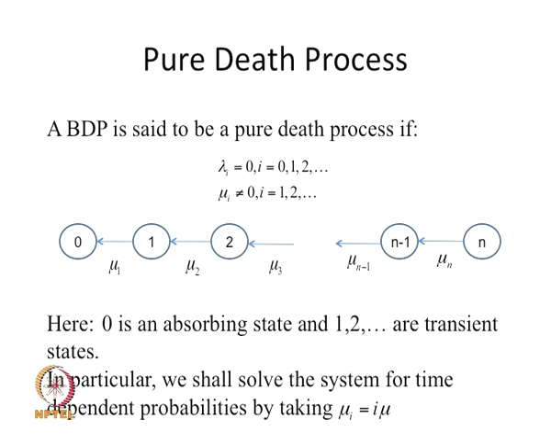Here I am discussing the pure death process. A birth death process is said to be a pure death process if the birth rates are 0 and the death rates are non-zero. In particular, we shall obtain the time dependent probabilities of a pure death process in which the death rates mu i's are equal to i times mu.